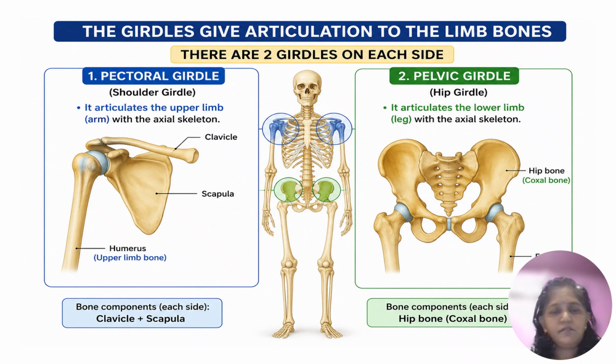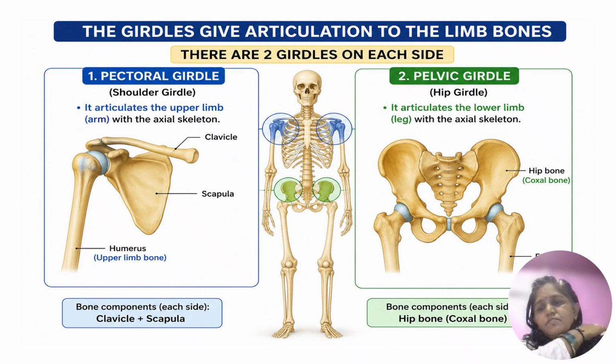movement, the leg skeletal system. Now over here, as it is being said, there are two girdles. One is a pectoral and one is a pelvic. So in this, the pectoral girdle articulates the upper limb. Shoulder girdles relate to the upper limbs, which means hand skeletons will be called as the upper limb.